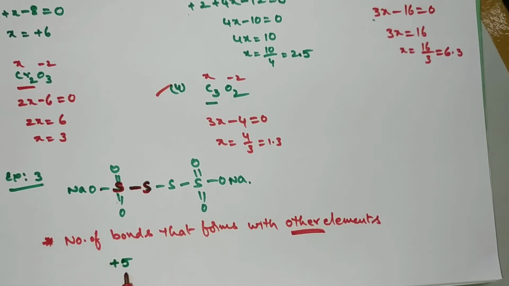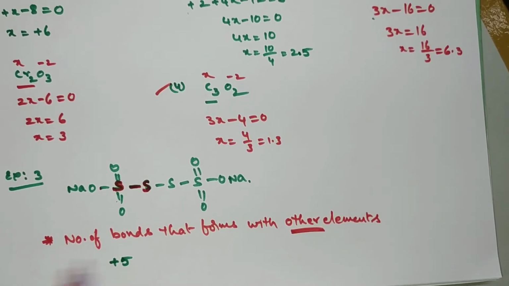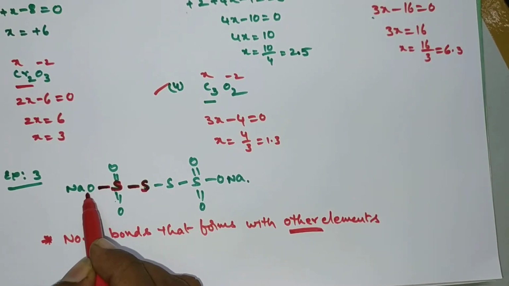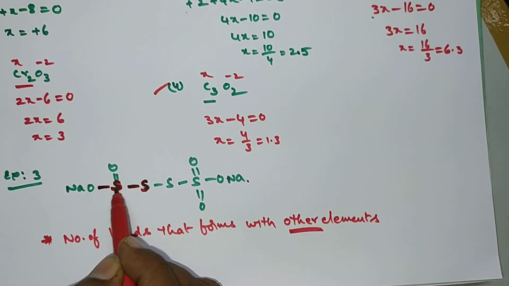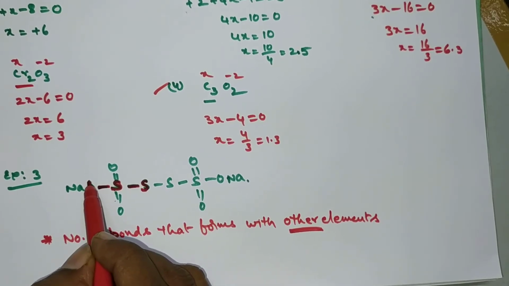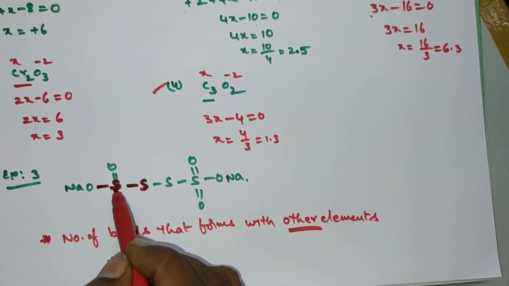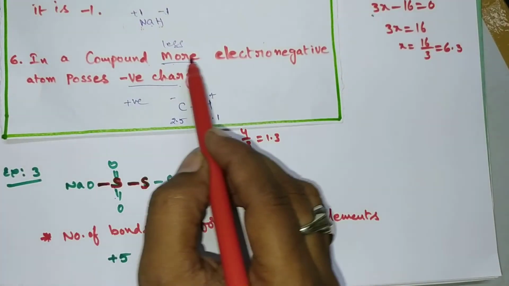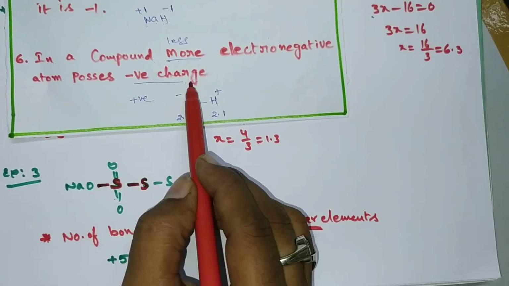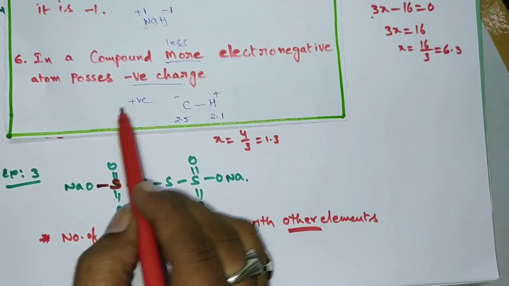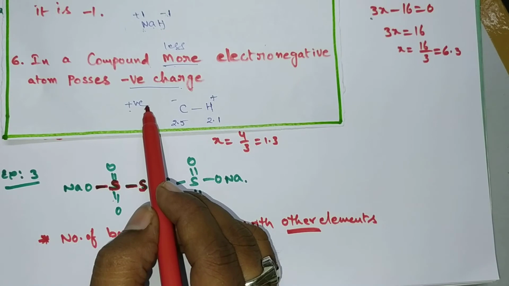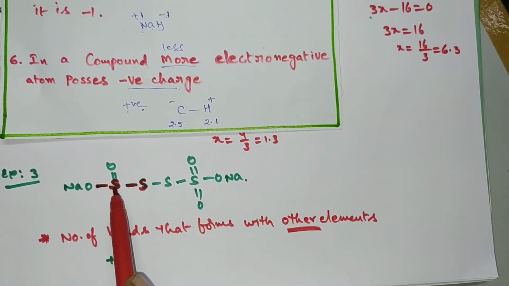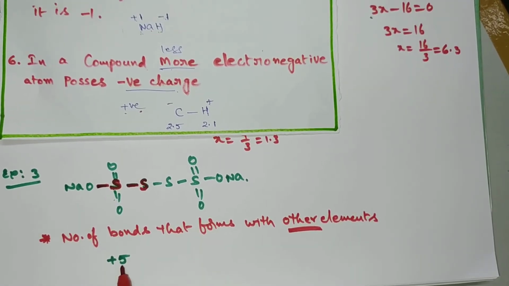How can you say whether it is +5 or -5? The adjacent element is oxygen, and oxygen is more electronegative than sulfur. That's why oxygen exhibits a negative oxidation state, whereas sulfur exhibits a positive oxidation state. As we discussed in the previous video, in any compound the more electronegative element possesses negative charge, whereas the less electronegative element possesses positive charge. That's why it will become +5.